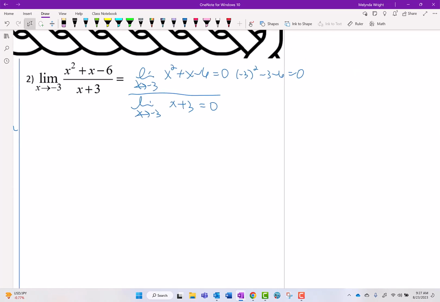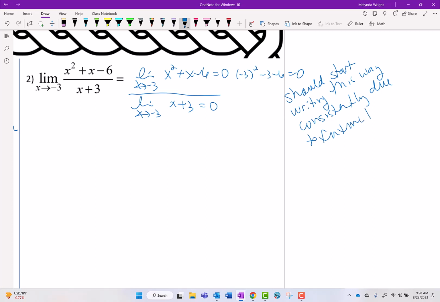And I'm just going to write ourselves a note right here in case you forget why we're doing this. So we should start writing this way consistently due to future lessons. Sorry about my messy writing. Future lessons of L'Hopital.